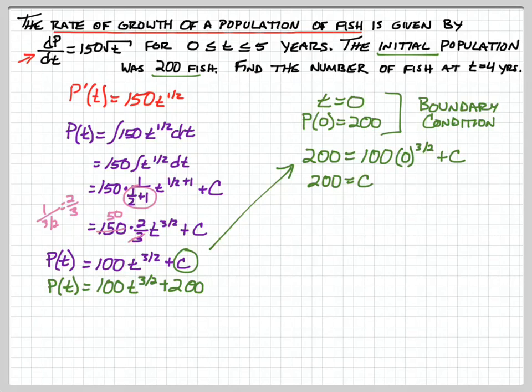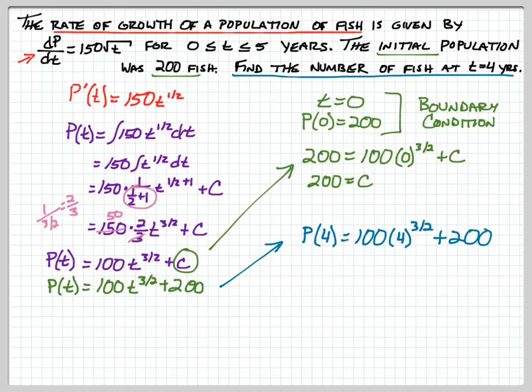So now we can finally find the number of fish at 4 years. We're just going to take that 4, plug it in for our t, and we get p of 4 is equal to 100 times 4 to the 3/2 power plus 200. Simplifying, we get 1,000 fish, and that's how many fish we have at 4 years. So using the boundary conditions to help us complete the parent function. Let's look at another one.